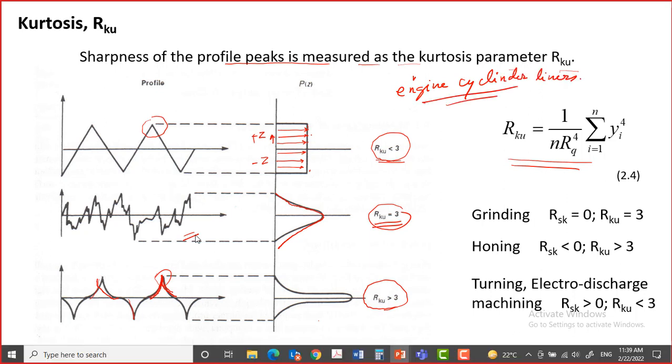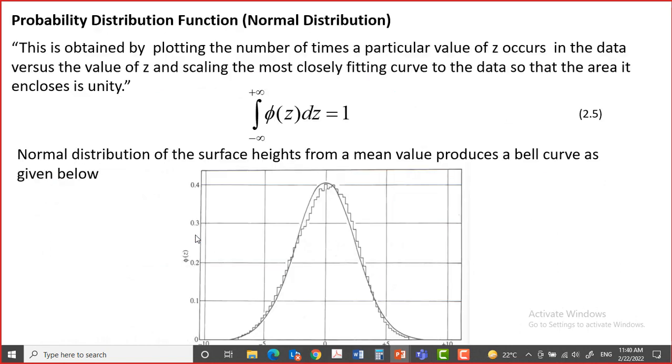Okay, so we have understood skewness and kurtosis, Ra and Rq, which are all important because often you will hear these values, even though in most engineering cases we will use only Ra. But these are also important for us to understand. Another thing we should understand is the probability distribution function. This is more like a statistical analysis, but we should understand what it means.